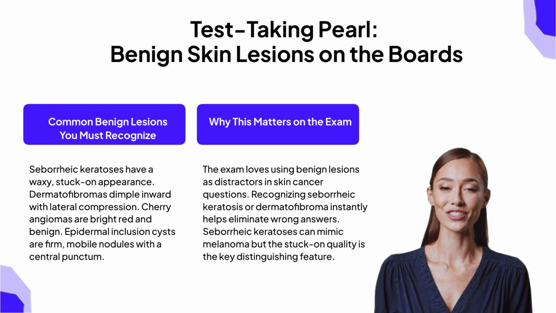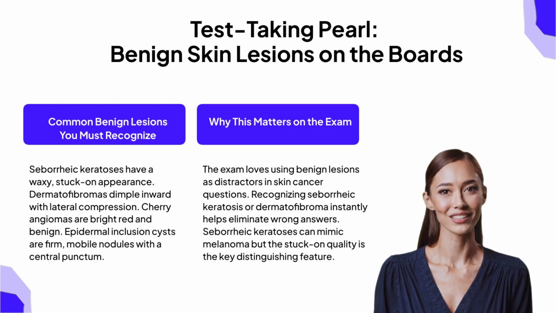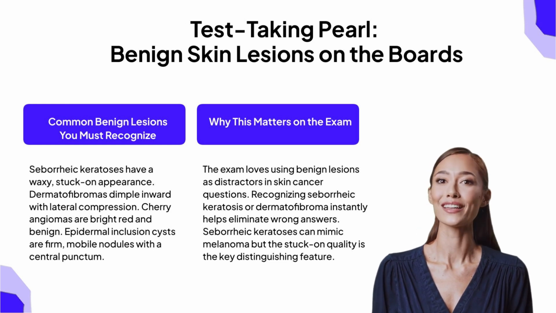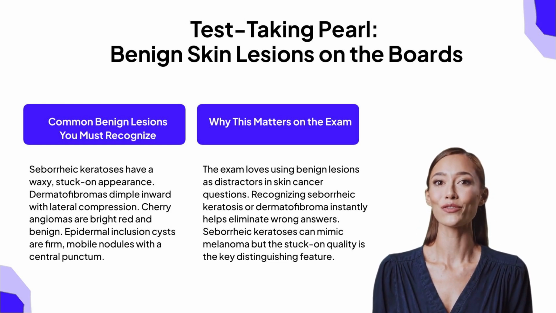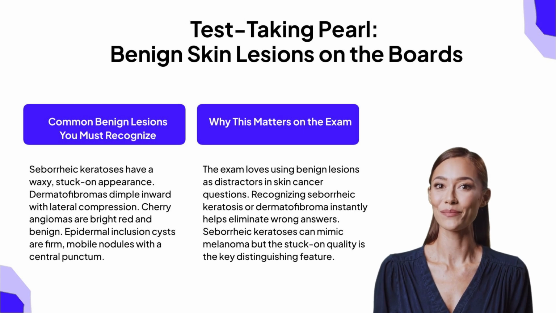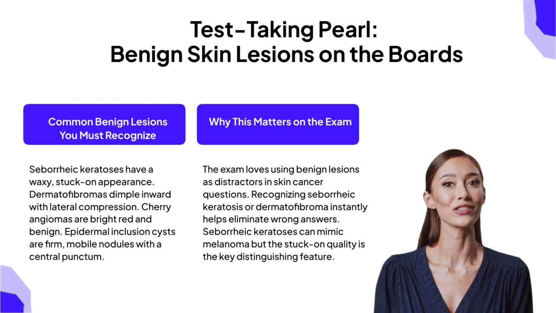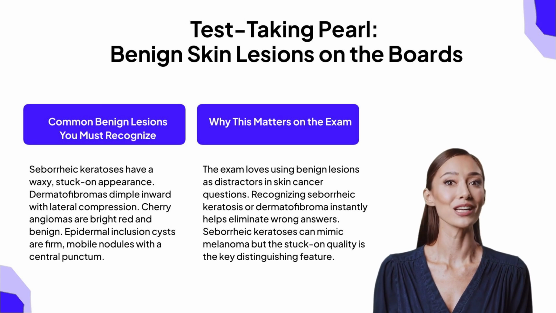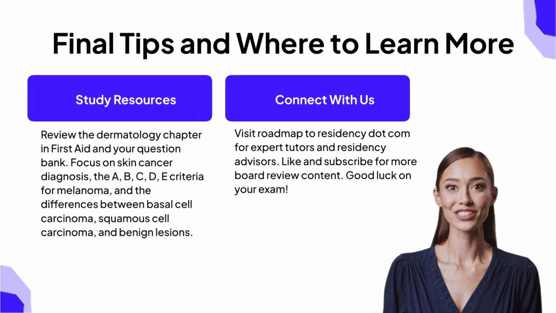The exam loves presenting a classic benign lesion and testing whether you will overtreat or order unnecessary biopsies. Conversely, they may describe a melanoma and offer a benign lesion as a distractor. Knowing these classic descriptions cold will save you valuable time on exam day. That wraps up our review of skin cancers and lesions test-taking strategies for Step 2 clinical knowledge.